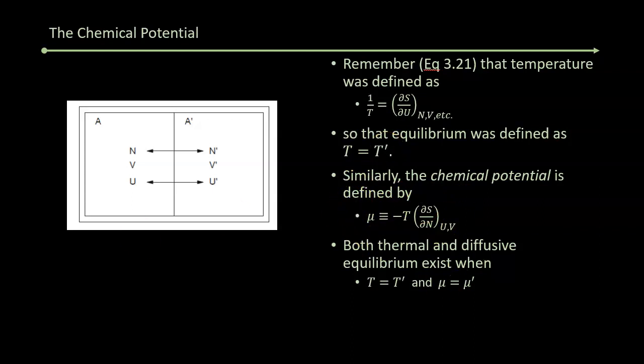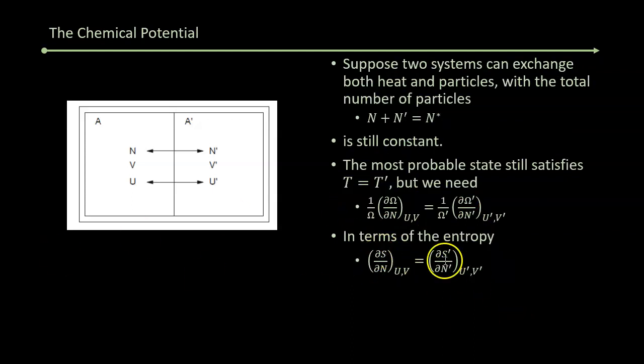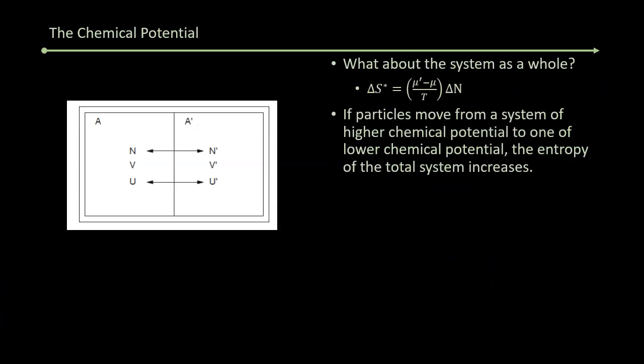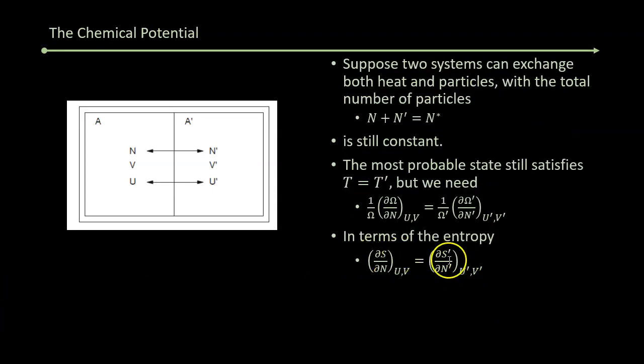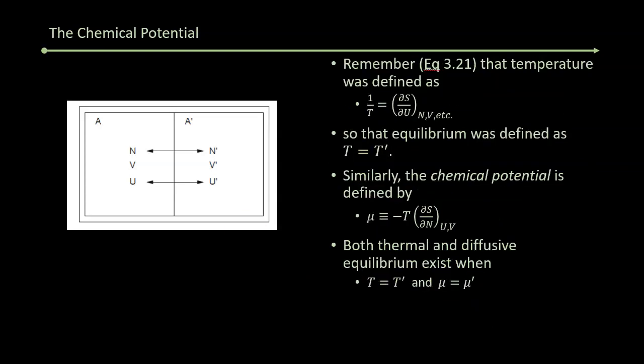And what does this mean? This means here we're told we're in equilibrium when the temperatures are equal. And here, pardon me, we're in equilibrium when the chemical potentials are equal. So both thermal and diffusive equilibrium exist when temperatures are equal and chemical potentials are equal.